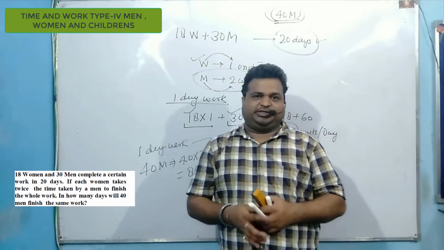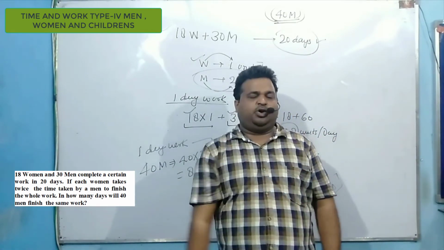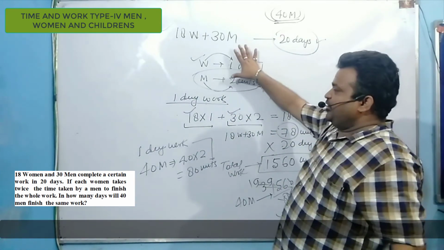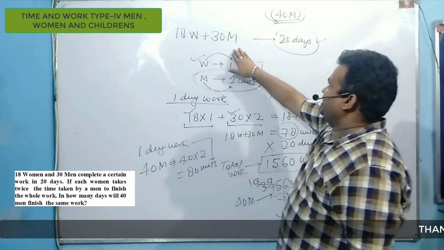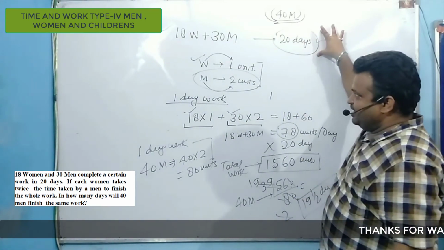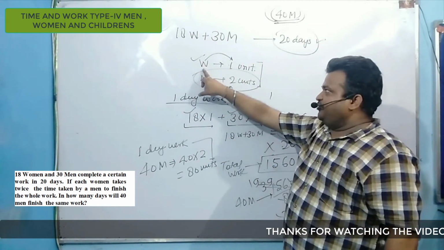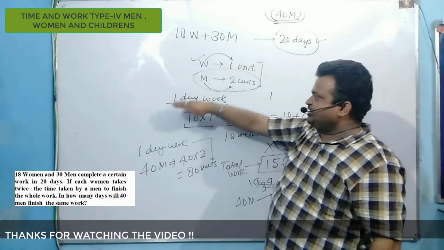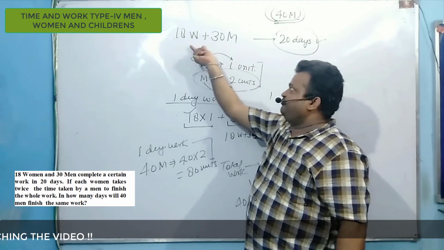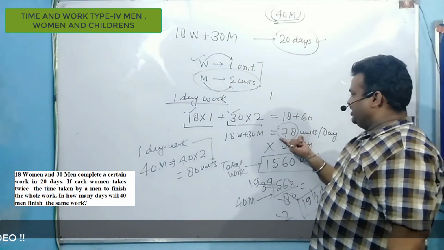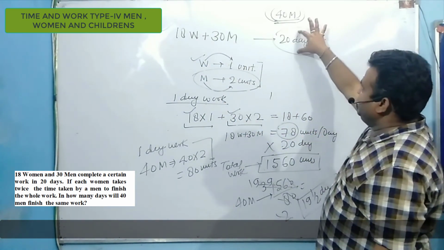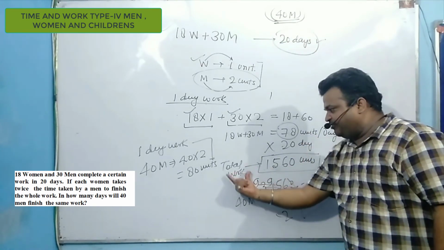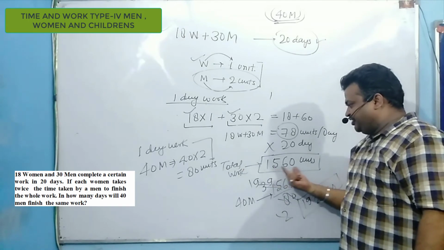So this is the concept. Very interesting, very easy to solve. The concept is that 18 women and 30 men complete the work in 20 days was given to you, and along with that the ratio was given: if women is 1 unit then men is 2 units. So first I saw what is 1 day work completed by 18 women and 30 men, and that is 78 units per day. They work for 20 days, so I first calculated my total work, which is 1560 units.